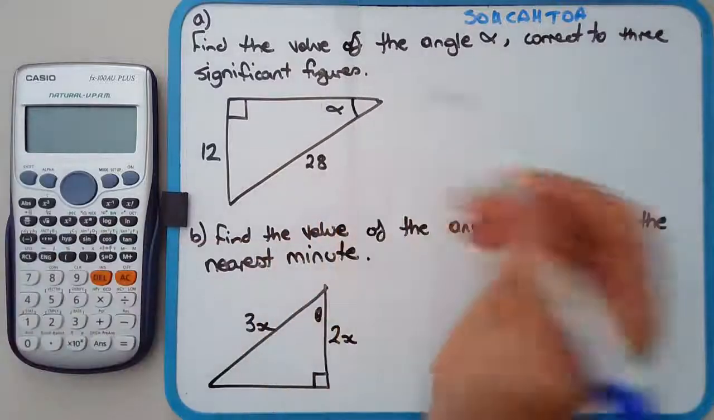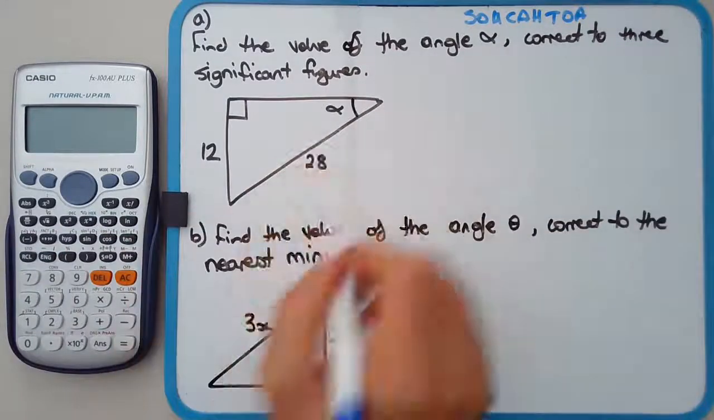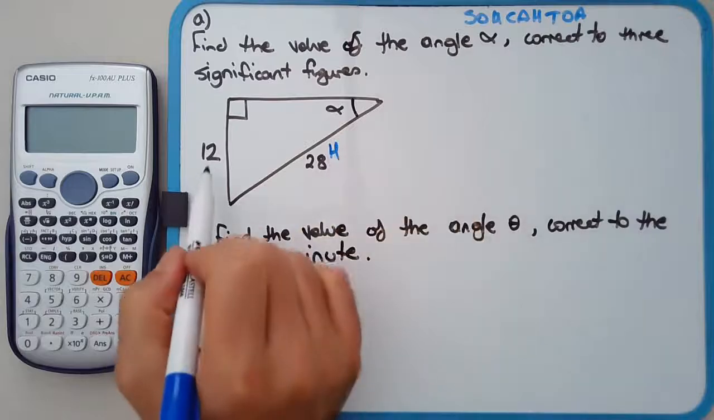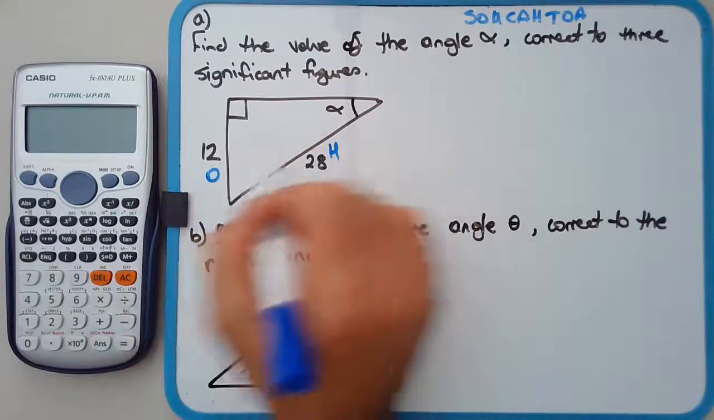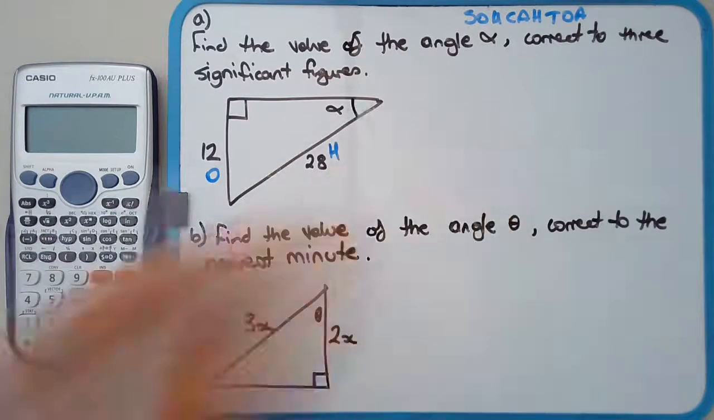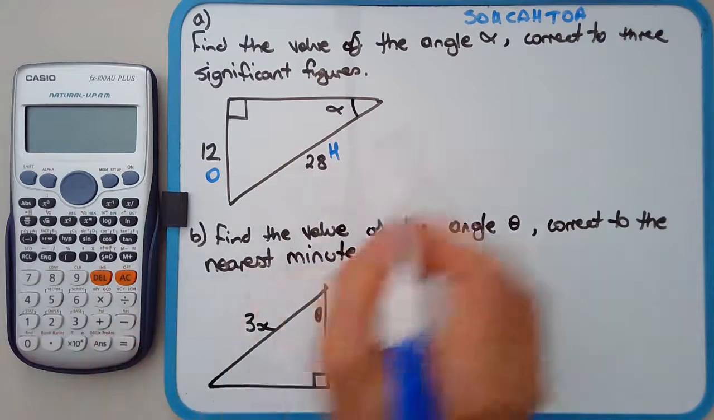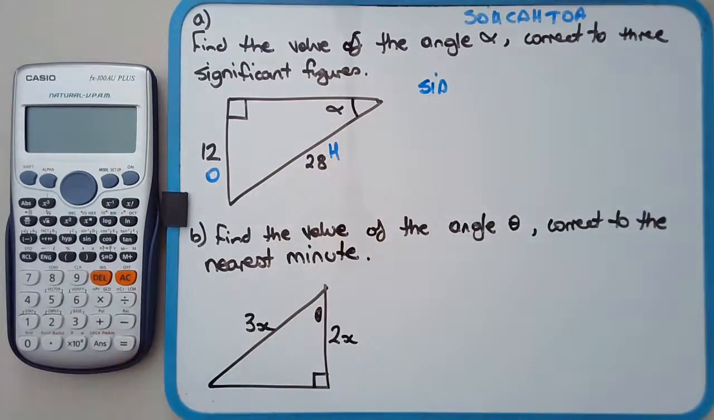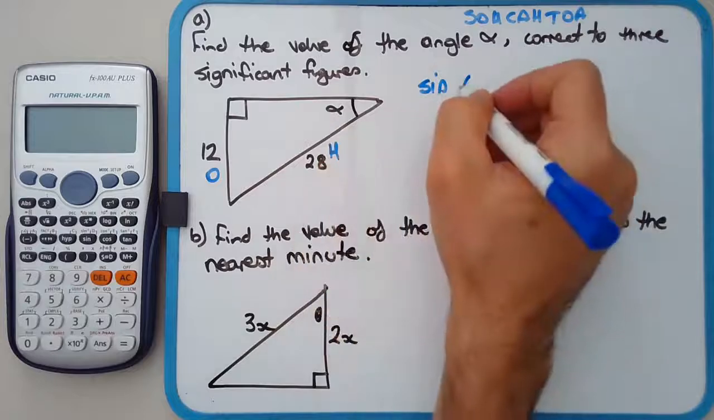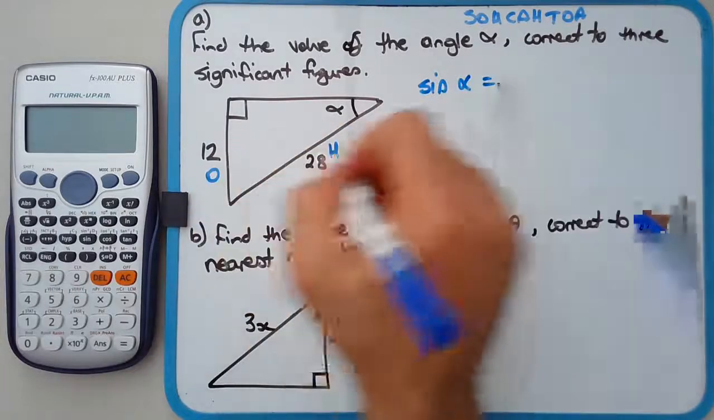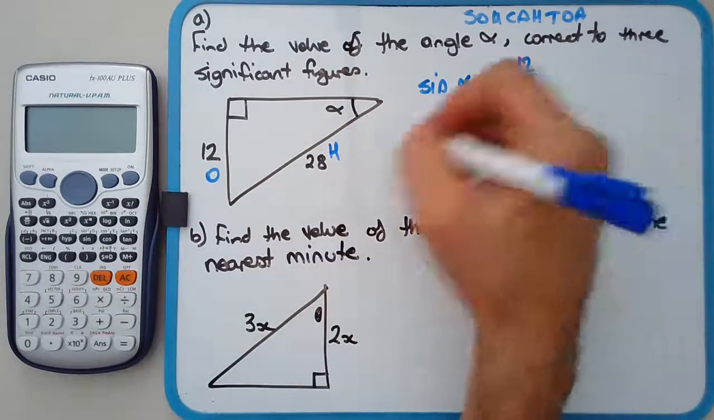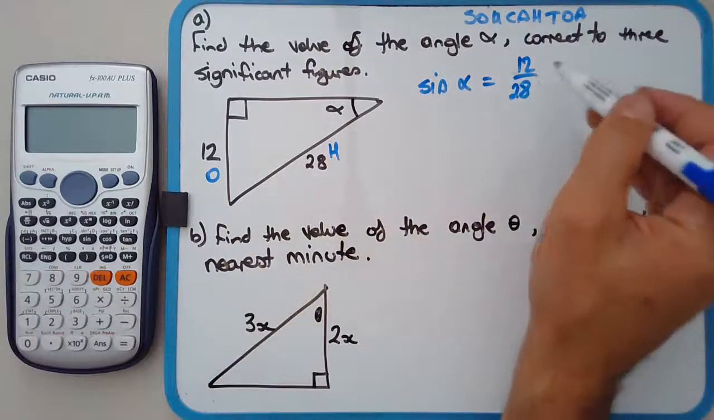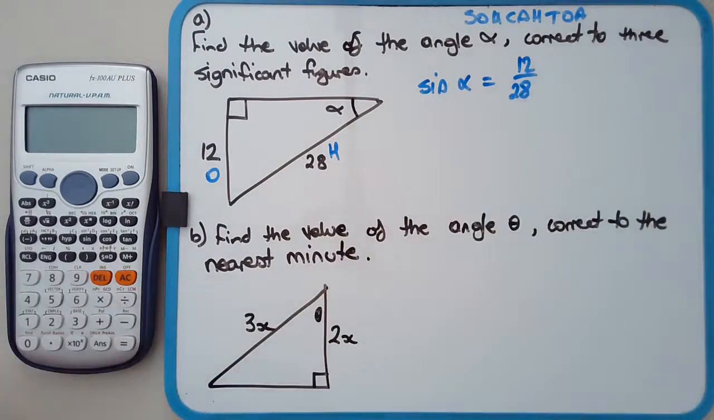First of all, if you like, you can label the triangle. If you already know what the sides are, that's fine. The 28 will be the hypotenuse, of course. The 12 will be the opposite side because it's opposite the angle that we're interested in. All right. OH means that we're going to apply the sine ratio. So sine of alpha is equal to opposite over hypotenuse. You don't have to have the fraction simplified. You can leave it unsimplified, that's fine.